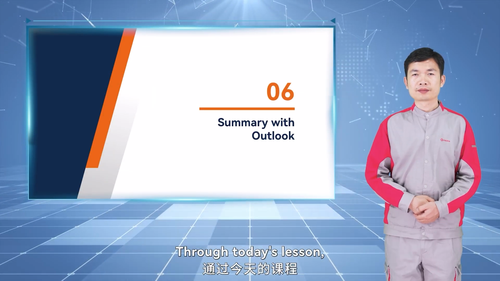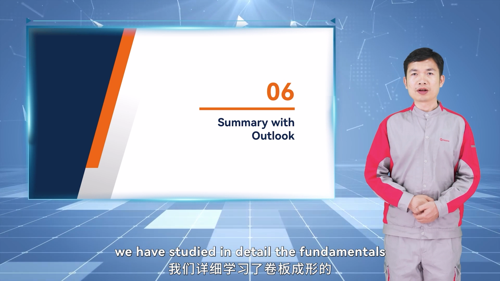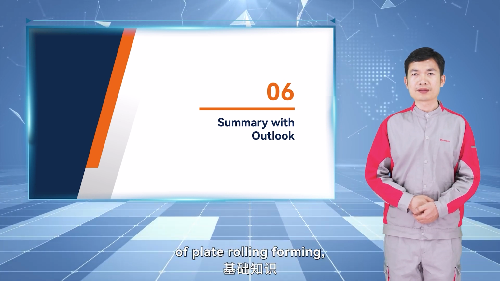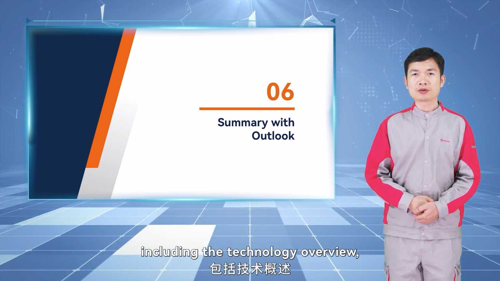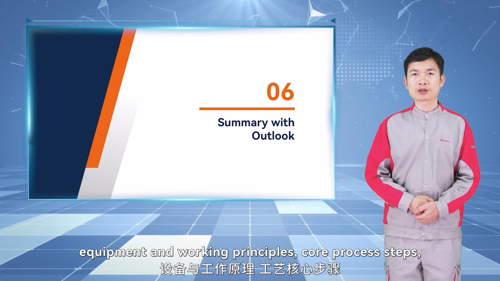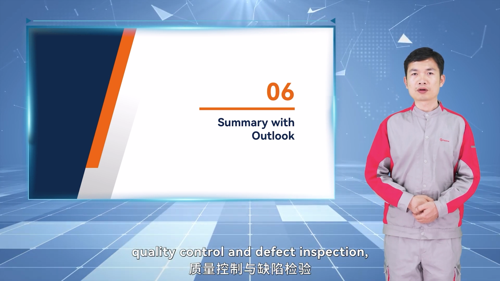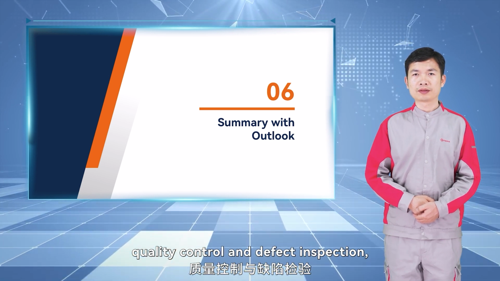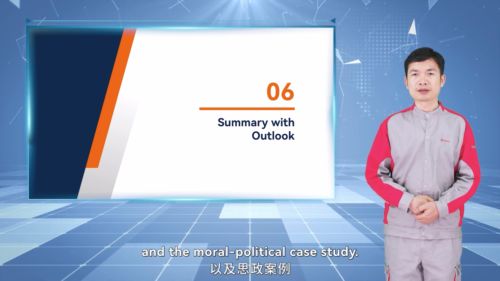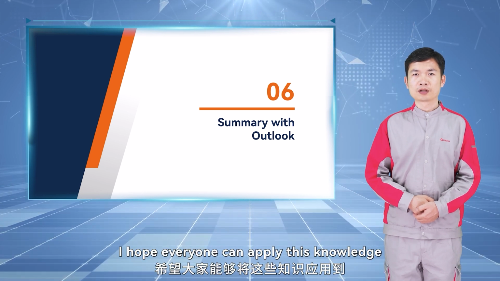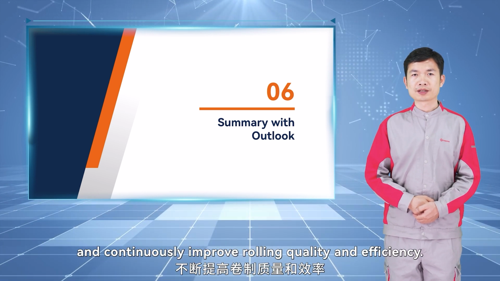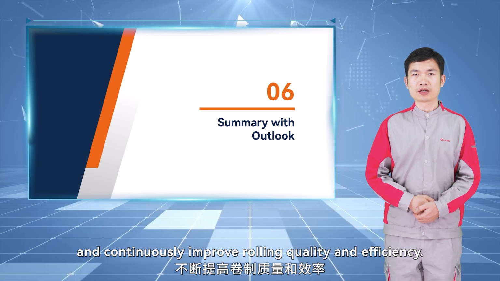Through today's lesson, we have studied in detail the fundamentals of plate rolling forming, including the technology overview, equipment and working principles, core process steps, quality control and defect inspection, and the moral political case study. I hope everyone can apply this knowledge in practical operations and continuously improve rolling quality and efficiency.